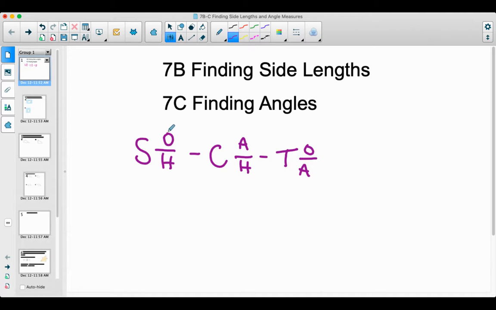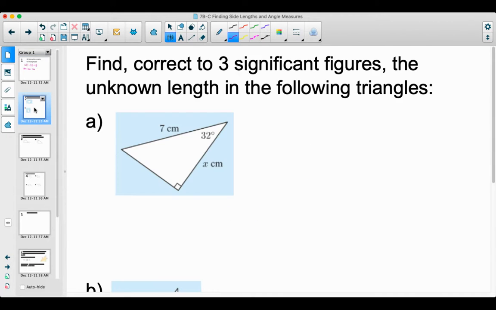So sine is the opposite over the hypotenuse, cosine is the adjacent over the hypotenuse, and tangent is the opposite over the adjacent. Another way you can see it written is just SOHCAHTOA, knowing that that's the top and that's the bottom of each of those. Okay, so let's take a look at a couple examples here.